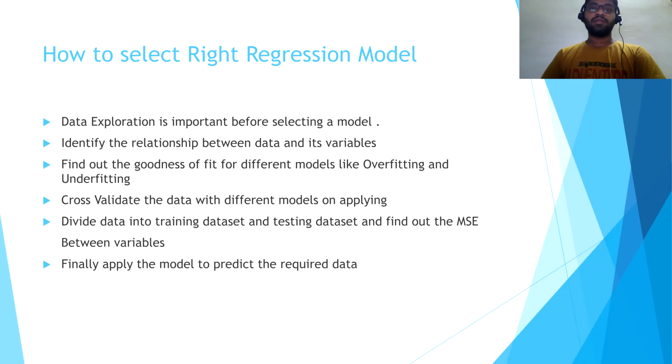Overfitting is considered as the given data is able to be analyzed as well as visualized, whereas underfitting means it is neither able to analyze nor visualize. Next, we need to cross validate by applying different models on the given input data. We also need to divide the given data into a training data set as well as a testing data set in order to find out the best outcome or the best predicted result. And finally we apply a model in order to get the result that we actually wanted.